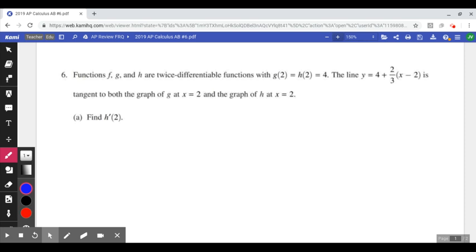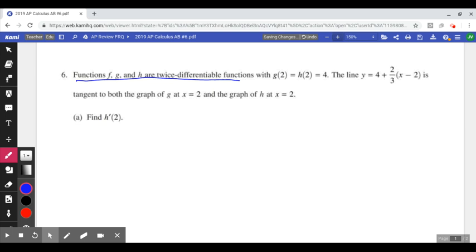I'll also be trying to help you with how to earn points and how those points can be earned for each individual section. Here we have functions f, g, and h, and those are all twice differentiable functions. That's good to know because that indicates continuity and also differentiability. If a function is differentiable, it's definitely continuous.